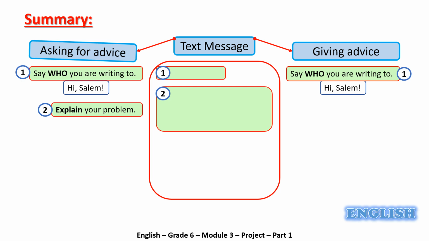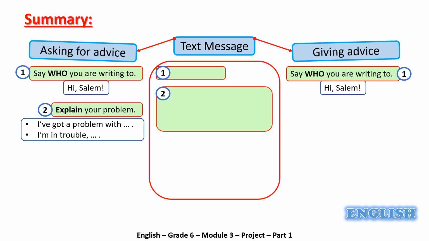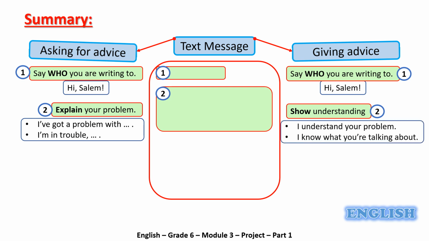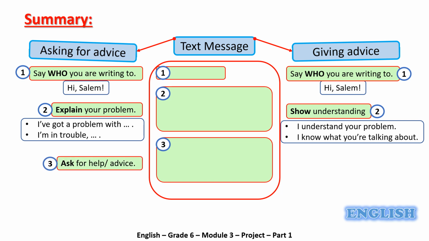You can use a few phrases like I've got a problem with, I'm in trouble, and then you write the problem details. However, in case of giving advice, step 2 is to show understanding using phrases like I understand your problem, I know what you're talking about. Step 3, in case of asking for advice, is to ask for help or advice using phrases like can you help me please, or you can say what should I do.